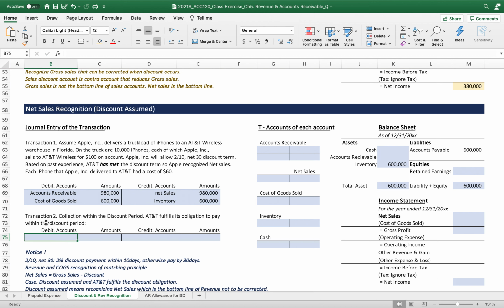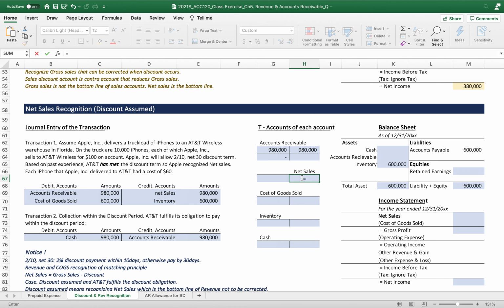Then transaction number 2, collection within the discount term. As expected, AT&T fulfills its obligation to pay within the discount period to get the 2% discount. So the cash collected by Apple, how much is that, right? 980 exactly, because AT&T fulfills its obligation. And then accounts receivable should be removed, 980. So let's post into the T account of each account. Accounts receivable, 980 should be removed, and the ending balance of accounts receivable is 0.